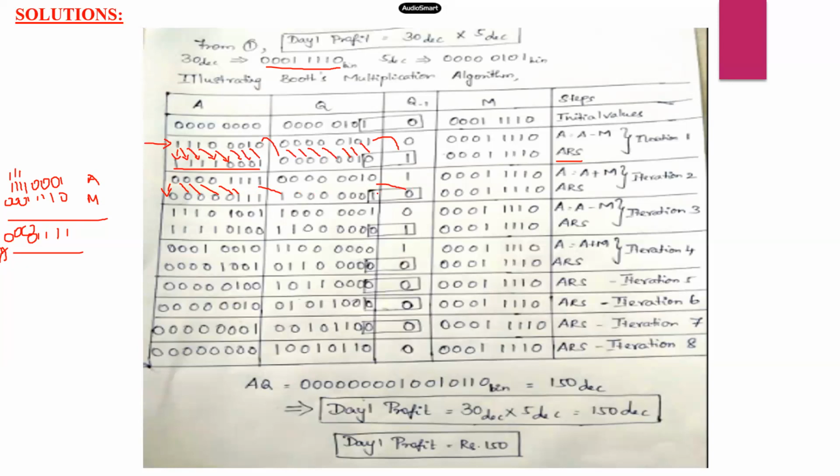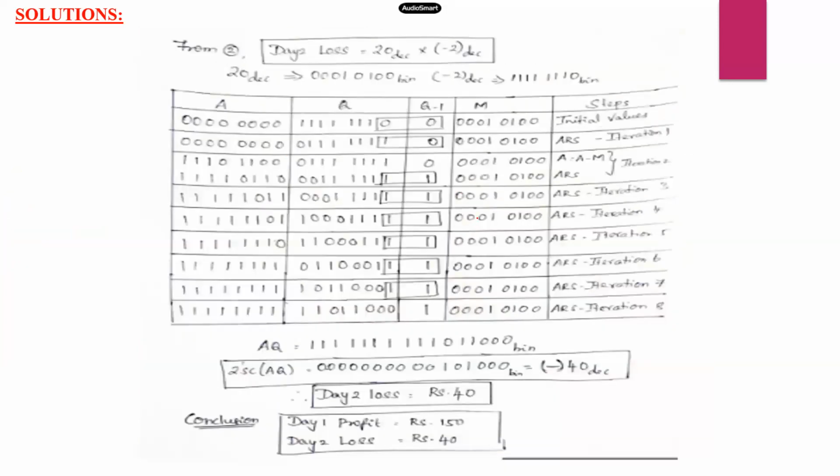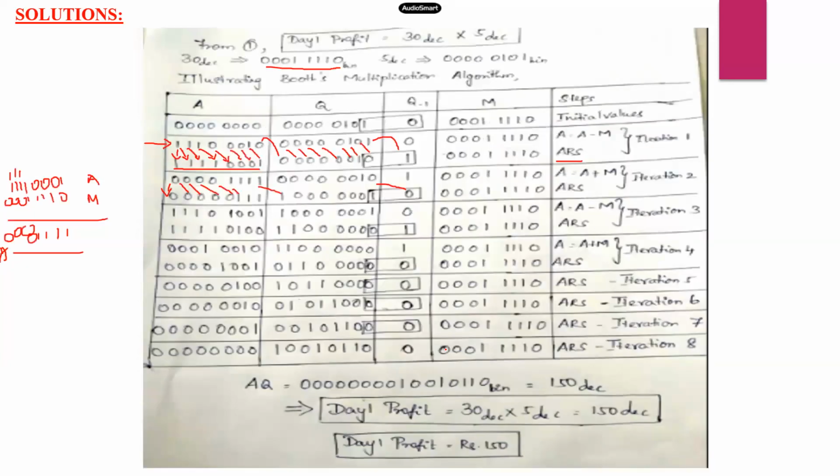Again 1 0. So 1 0 means you have to do A equals A minus M. Likewise, you have to do all 8 iterations. Then finally you will get the result. That result will be available in AQ. This is the final result, and you convert it into a decimal value, that is 40 in decimal. Likewise, you have to do the operations.